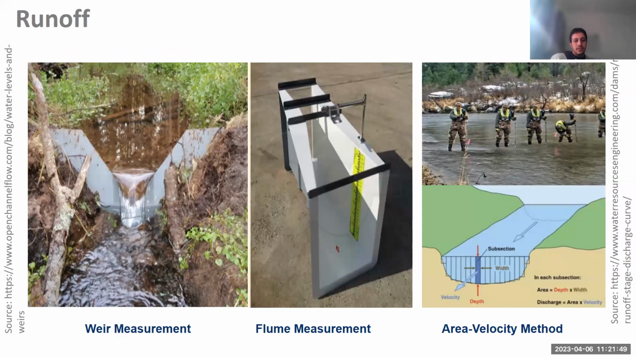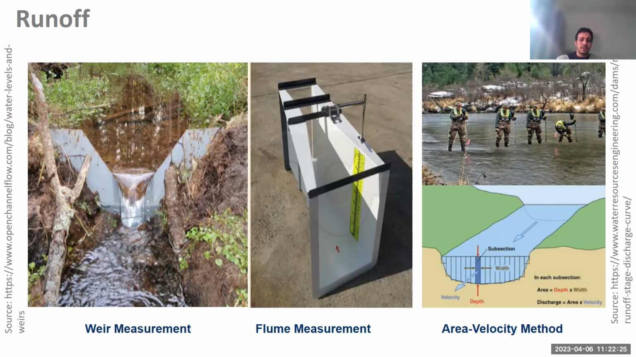So for the runoff, there is the weir measurement. As you see here, a weir is a structure placed across a stream or channel that causes the water to flow over it in a controlled way. So by measuring the height of the water flowing over the weir, the flow rate of the water can be calculated. This is commonly used for smaller streams or channels, and this is also the flow measurement and others.